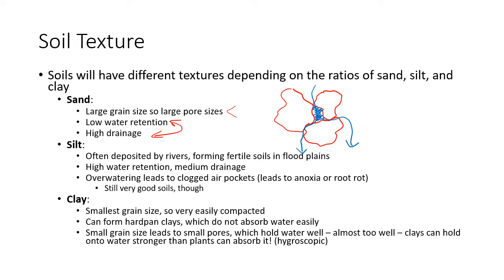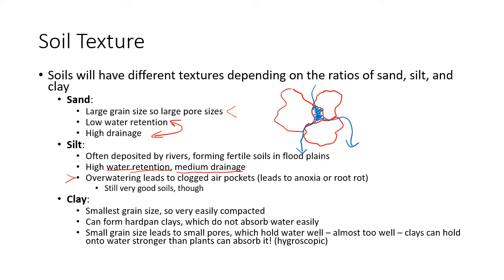They have high water retention and medium drainage, so they're really good for growing plants because they hold enough water to grow your plants, but they have enough drainage so that those plants don't get waterlogged. However, they can get waterlogged, especially because they tend to be in floodplains. If the river does flood and stays at a high water mark for long enough, it can become waterlogged.